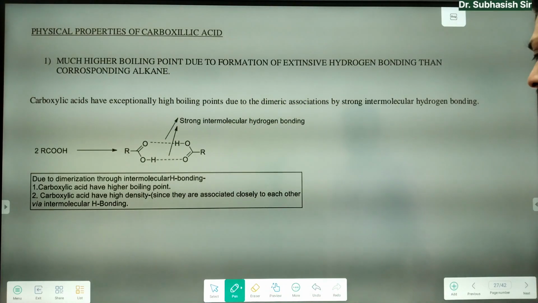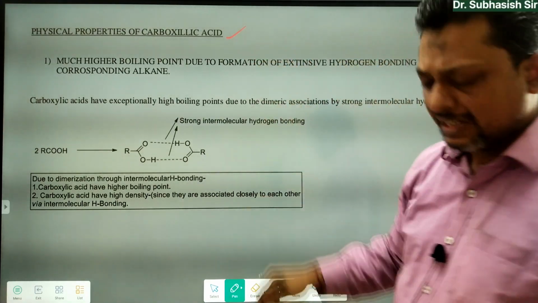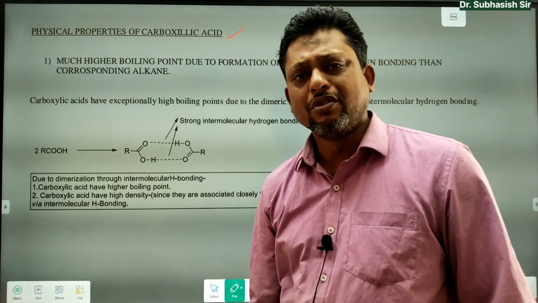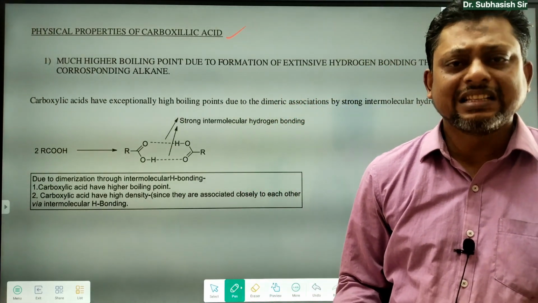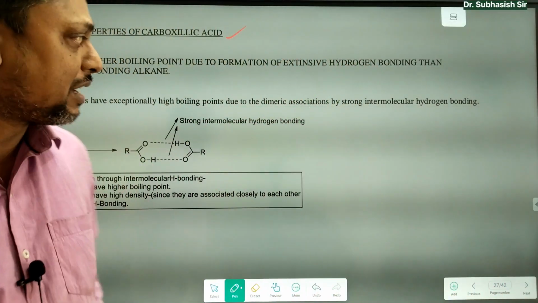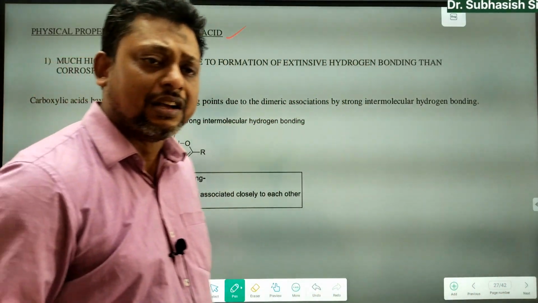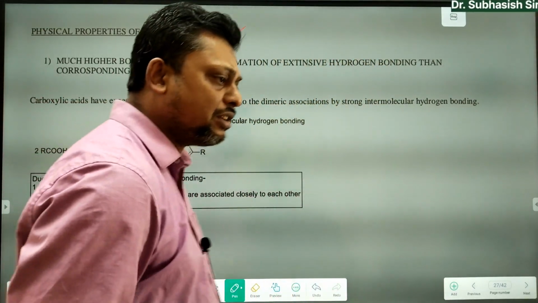So our next topic is what? Physical properties. Yeah, physical properties, you know very well, the solubility, then what? Density. These are boiling point. These are what? Physical properties. Yeah, carboxylic acids are high boiling. Why? This is because of strong intermolecular hydrogen bonding.